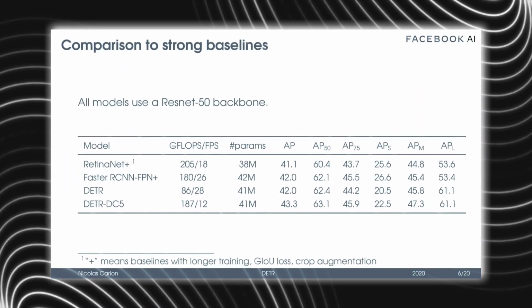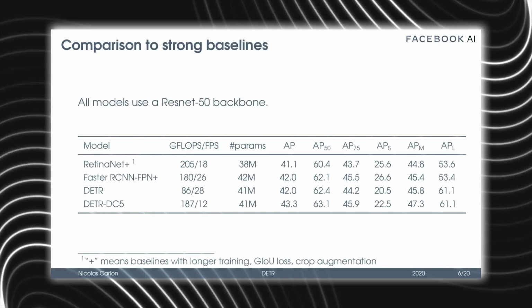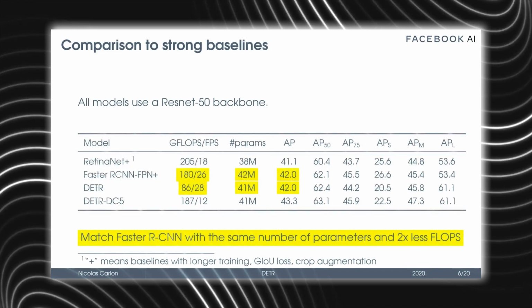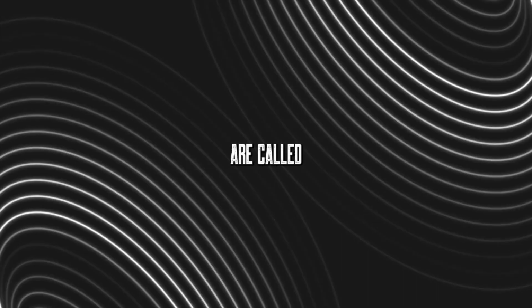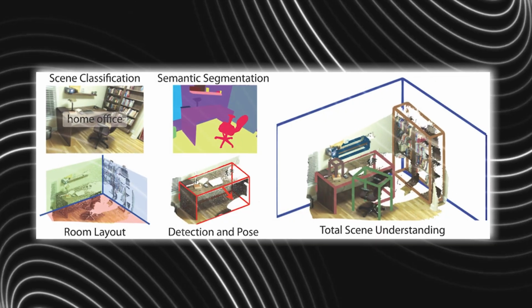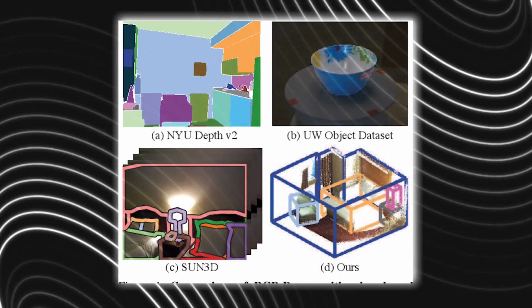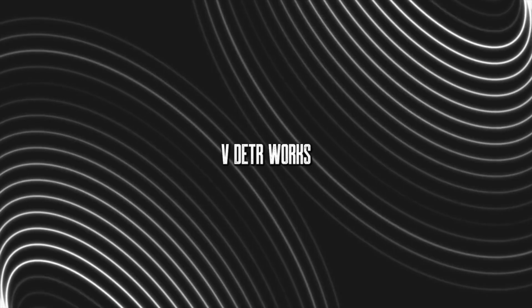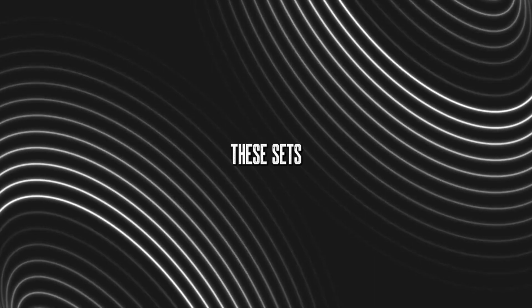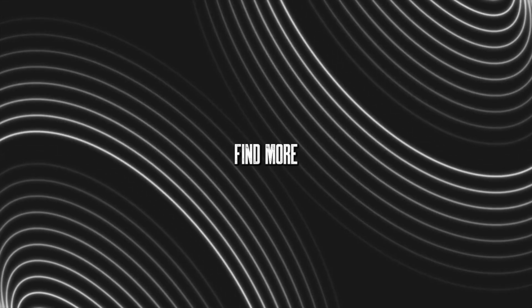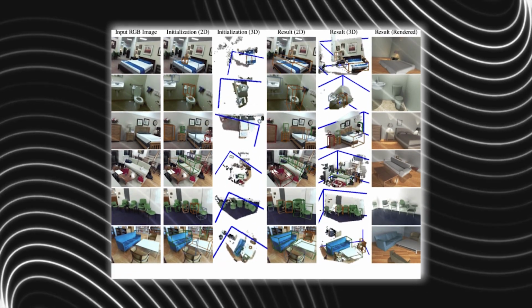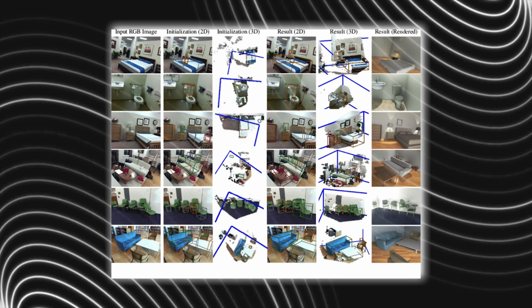They also tested V-DETR on two very challenging benchmarks that have many 3D objects in them. These sets are called ScanNet V2 and Sun RGBD. They are very popular and challenging for finding 3D objects. V-DETR works very well on these sets. Not only can it find more 3D objects, but it can do it even more accurately than previous methods, even setting a new record in the process.